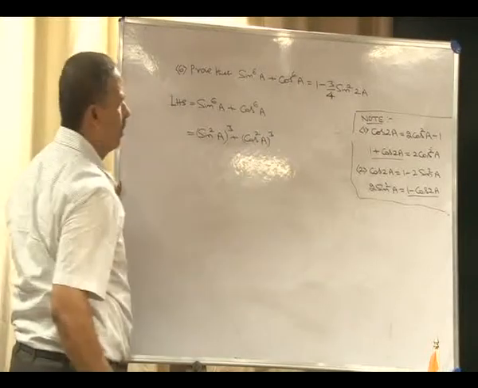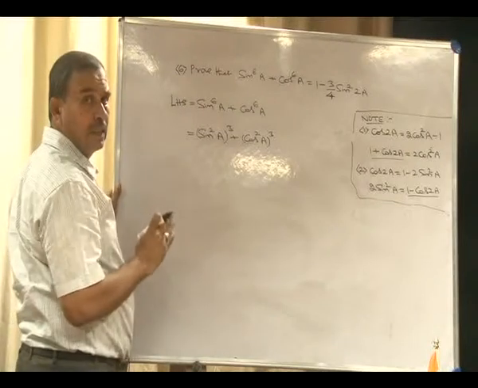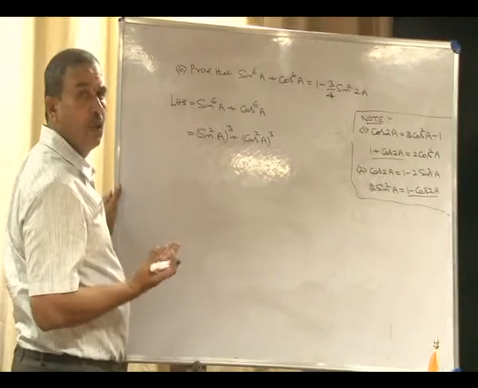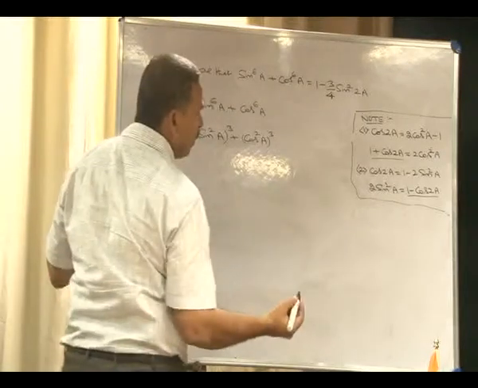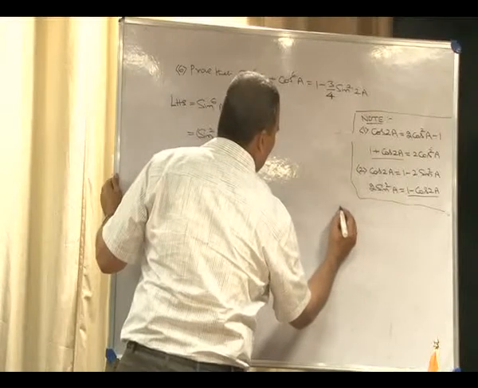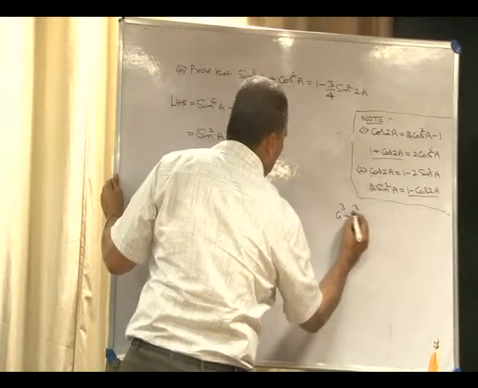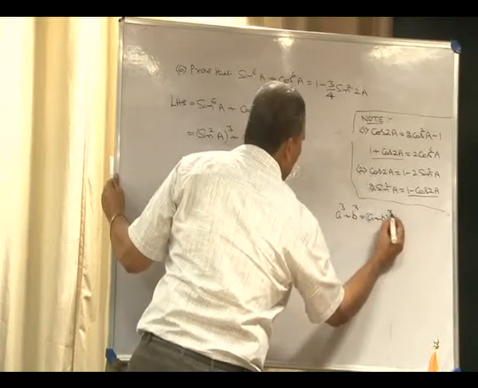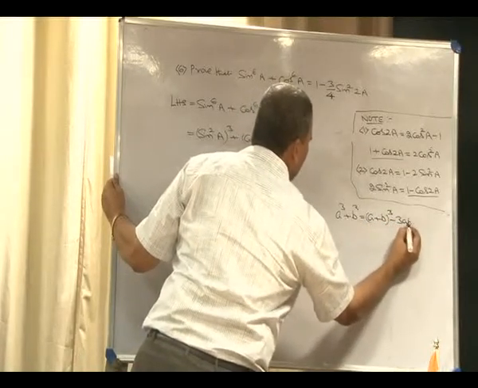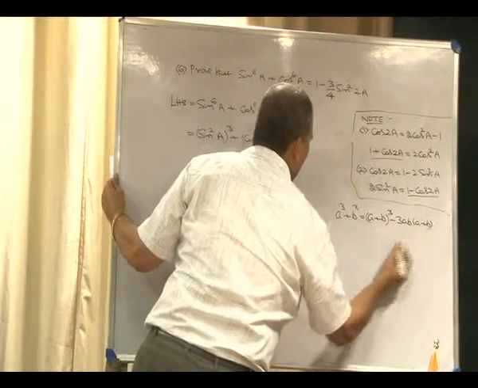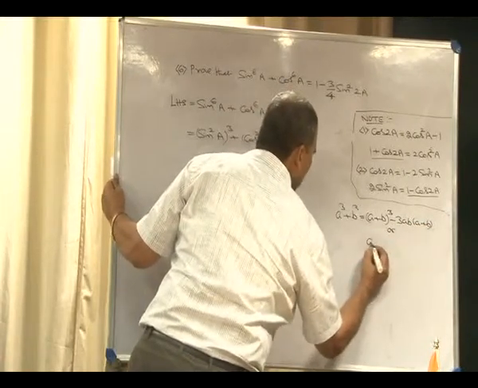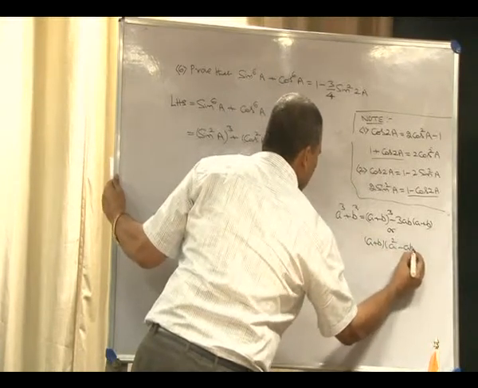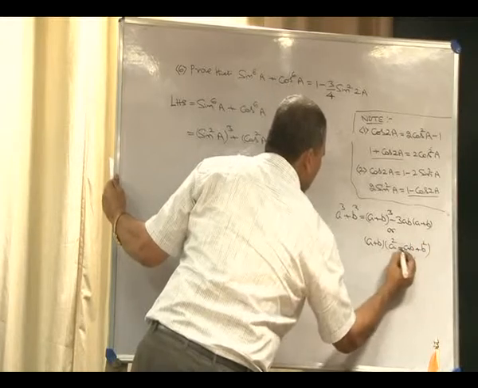Sin to the power of 6A is sin square A the whole cube, cos to the power of 6A is cos square A the whole cube. The formula for a cube plus b cube: there are two formulas for a cube plus b cube. One is a plus b the whole cube minus 3ab into a plus b. The other one is a plus b into a square minus ab plus b square.